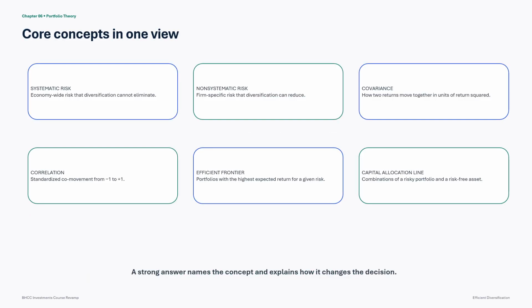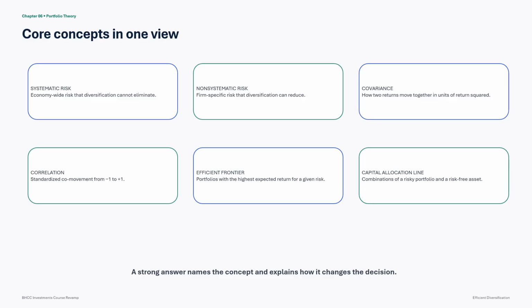This slide brings together 6 concepts that students should be able to define, calculate, and apply. Systematic risk is the portion of risk tied to broad market or economic forces. A recession can hurt many companies at once. An inflation shock can pressure both bond prices and long-duration growth stocks. This risk cannot be eliminated simply by adding more securities from the same market.